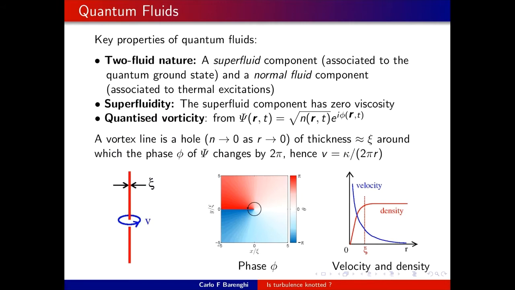But the really interesting property, the physically striking property, is that the vorticity is not a continuum. And the reason is that these systems are quantum systems. So they are described by a wave function, and it is a macroscopic wave function. We're talking about macroscopic quantum effects.